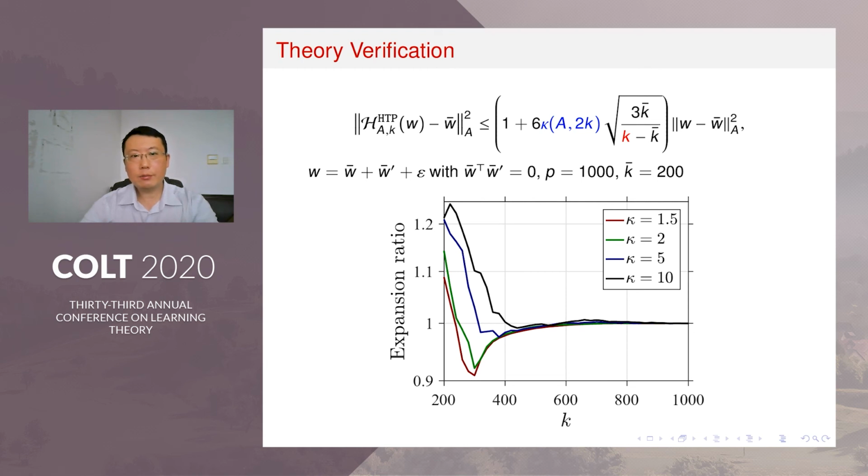From this set of results, we can see that for each fixed matrix A, the expansion ratio of MHT is relatively large when k is relatively small, and the ratio converges to 1 as k approaches P. And also, for each fixed sparsity level k, the expansion ratio grows larger as the condition number kappa increases. These numerical evidences support the theoretical prediction.